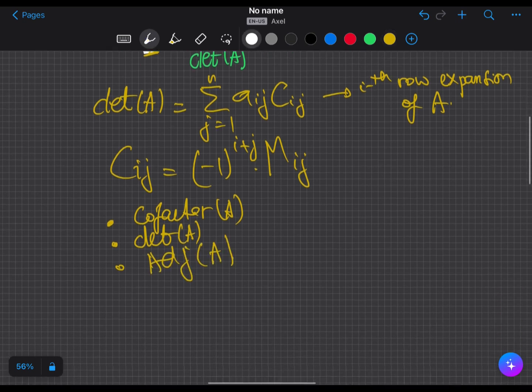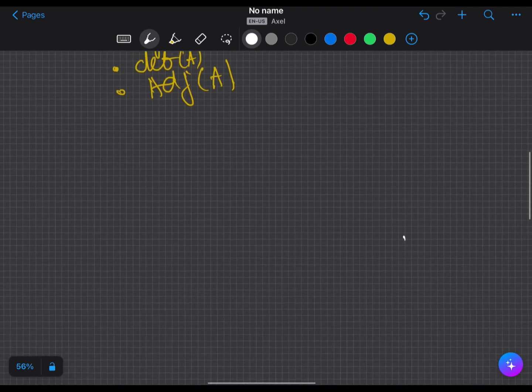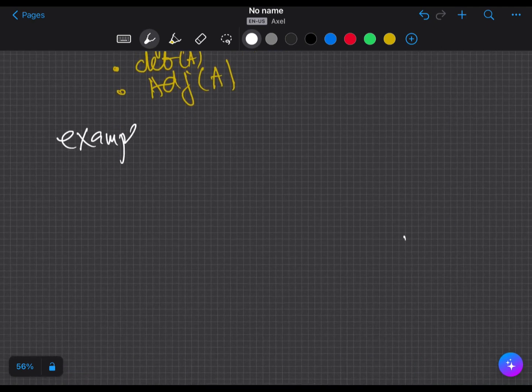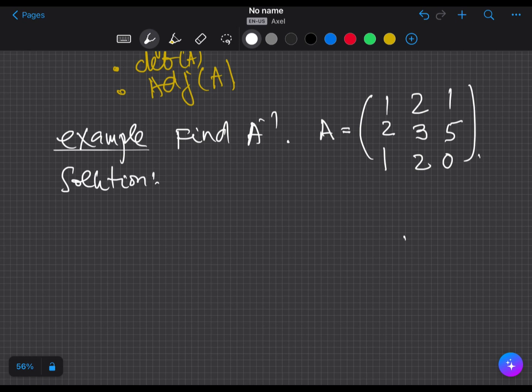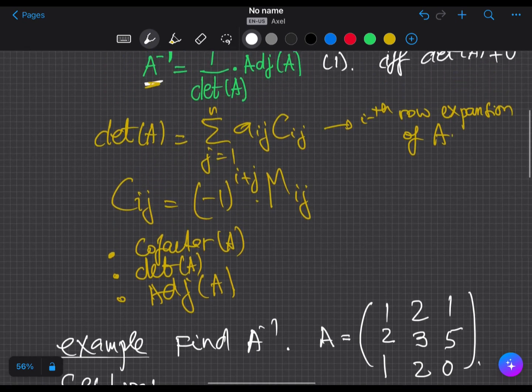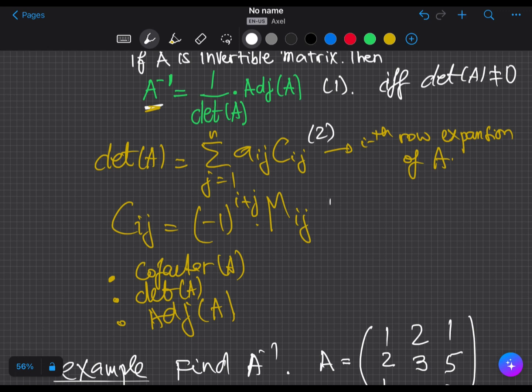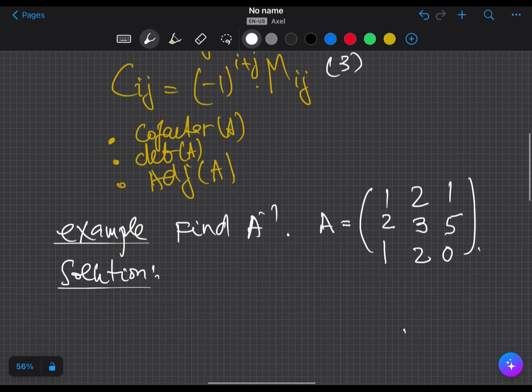Now, let's have a look at this example together. Example: find the inverse of A, where A is 1, 2, 1, 2, 3, 2, 1, 5, 0. So, we need to first find the determinant of A. To find the determinant of A, we need to make use of this formula, equation 2, and even this equation 3.